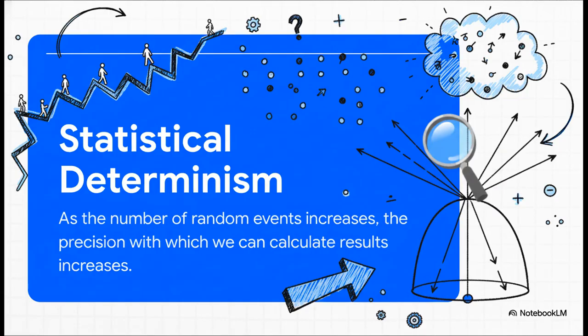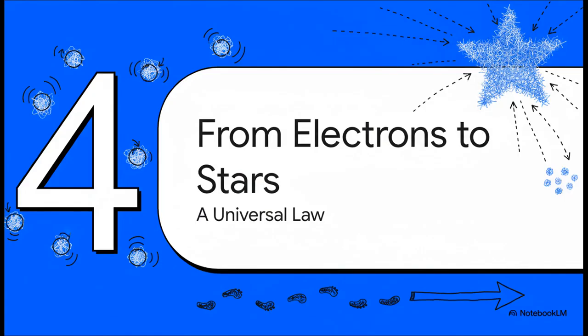And this incredible idea, this hero of our story, actually has a name: statistical determinism. It's this beautiful principle that says the more random events you pile on, the more predictable the overall result becomes. The chaos of the individual parts literally creates the certainty of the whole. And look, this isn't just some weird little thing that happens inside a copper wire. This is a fundamental law of the universe. It governs processes on scales that are almost impossible to even imagine.